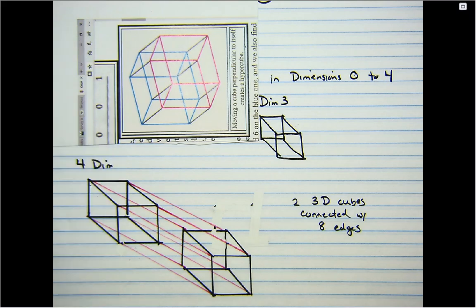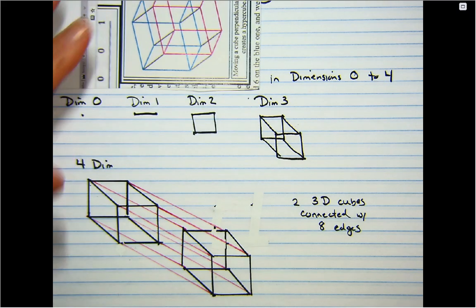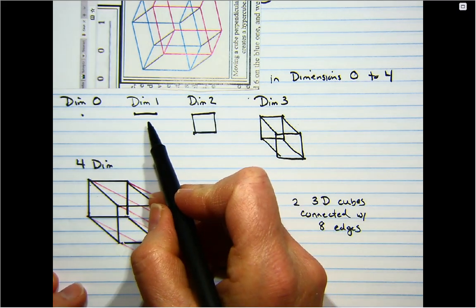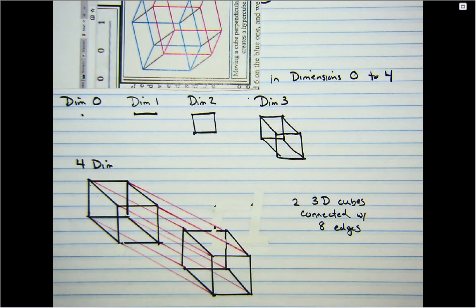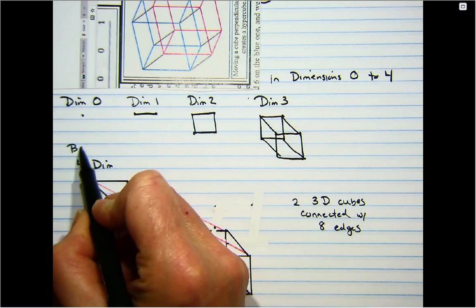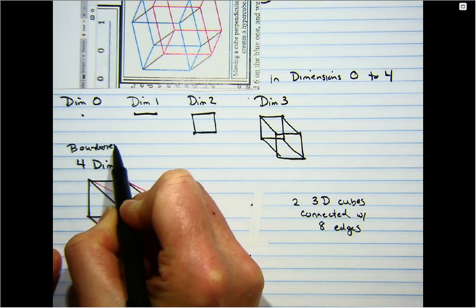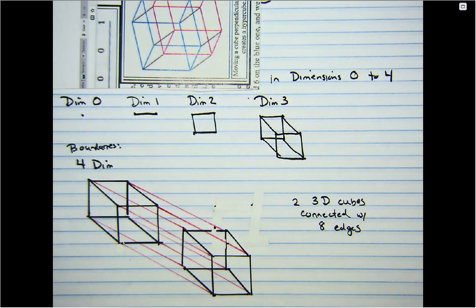Does anyone remember how many boundaries they have in the 4D cube? Remember the 1 dimension. Well, go ahead and write down, can you write down what the boundaries are on the 1 dimension, 2 dimension, and 3 dimension? How many boundaries and what are the boundaries comprised of? What shape? So, writing the boundaries.